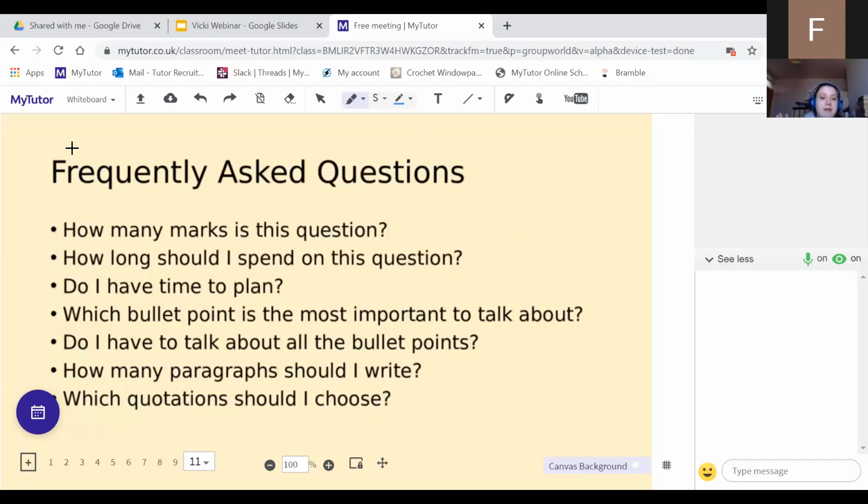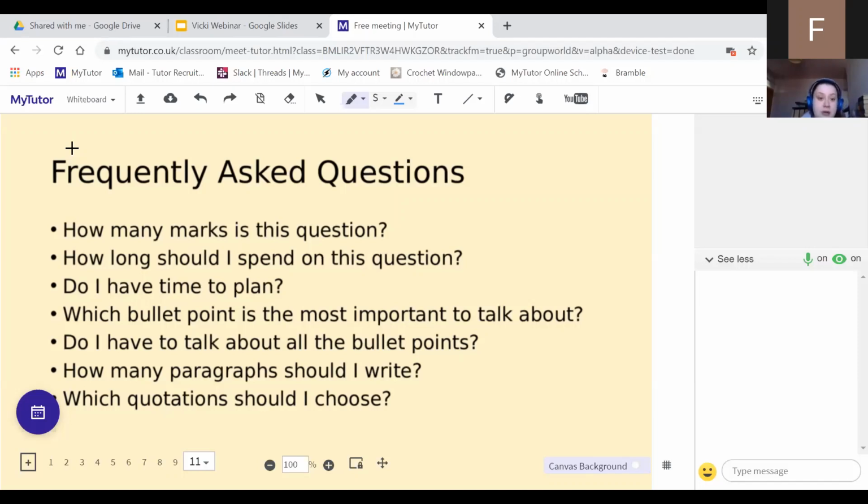So we've talked about some of the frequently asked questions. So question is a 20 marker. You should be spending about 25 minutes on this question. In terms of planning, I think what you should be doing is using those highlighters and reading the question carefully and then reading the extract, so you are actively reading so you don't waste any time. Which bullet point is the most important to talk about? You need to talk about all of them because it's almost a point evidence analysis bullet point system for this one.